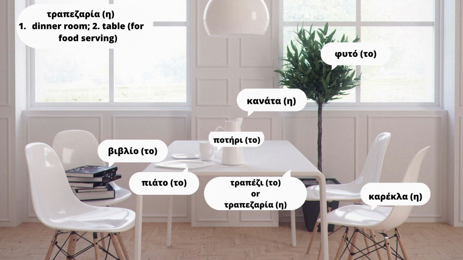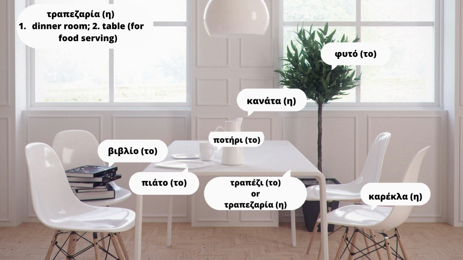Again, we have a cup on the table and a plate. So the cup is called to potiri in Greek, and the plate is called to piato. Both of the words are in neutral gender. So we have 4 chairs here. The word for the chair in Greek is i karekla. And on one of the chairs we have books. So the word for a book in singular form in Greek is to viblio.